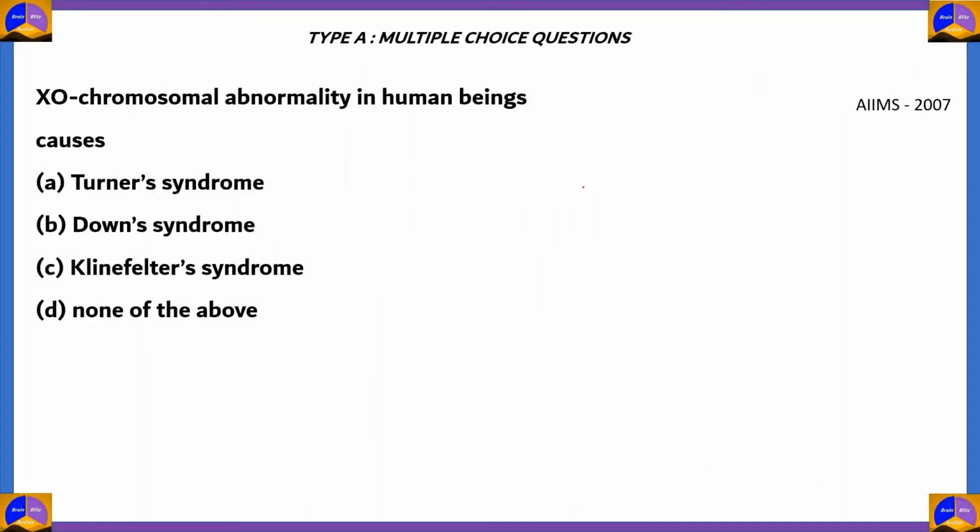Our next question. X-chromosomal abnormality in human beings causes A. Turner syndrome, B. Down syndrome, C. Klinefelter syndrome, D. None of the above. Let's look at option C, Klinefelter syndrome. Klinefelter syndrome has the condition XXY in males. So it's basically an extra chromosome instead of a loss of chromosome given by XO.